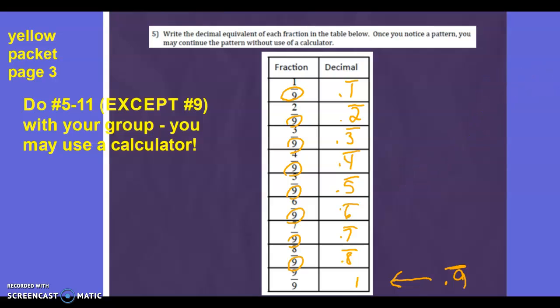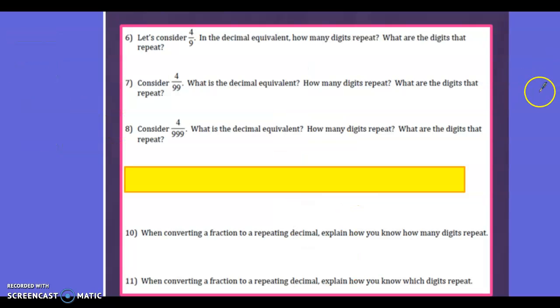Let's see if we can find some other patterns. What if I gave you the fraction 4/9? Let's just kind of analyze. How many digits are repeating? Well, remember on the previous screen, 4/9 was 0.4 repeating. Only the digit 4 was repeating over and over again. So one digit was repeating. The digit that was repeating was the number 4.